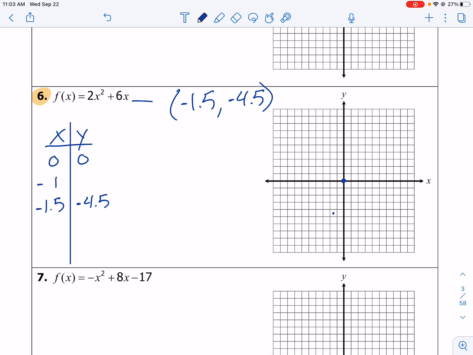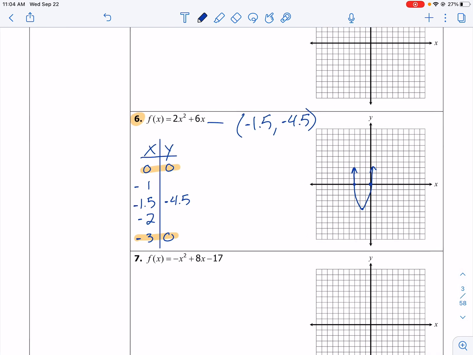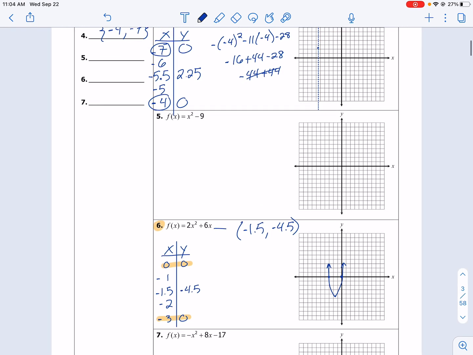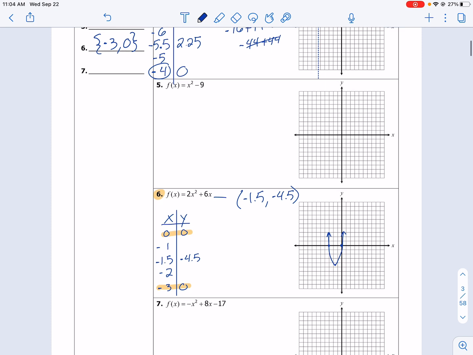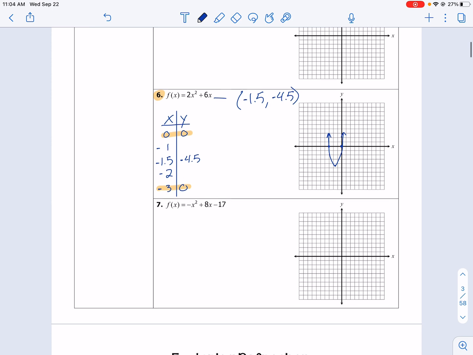You also might have plugged in negative 1 and negative 2, but then going another 1.5 to the left, you are also going to get 0 for negative 3. So these are our 2 solutions, which are at negative 3 and 0. So there's 3 points for your graph. Our 2 solutions for number 6 were negative 3, 0.